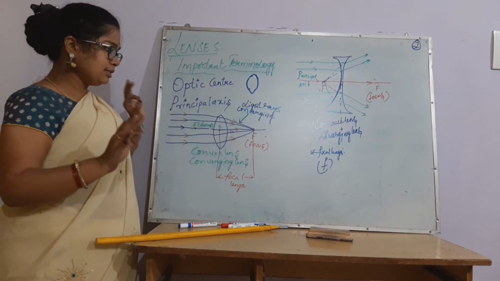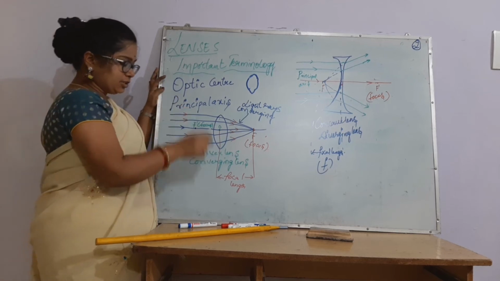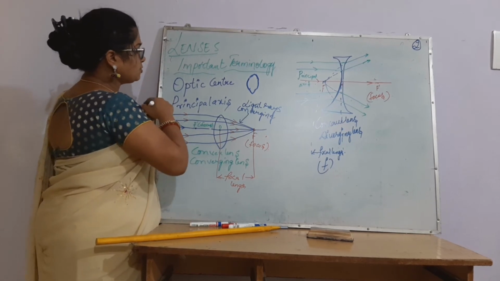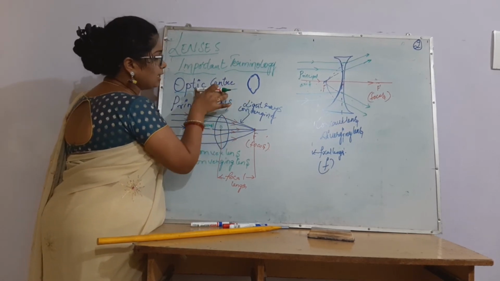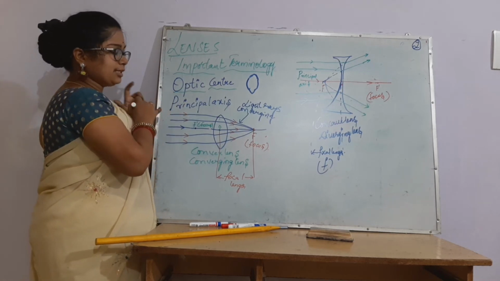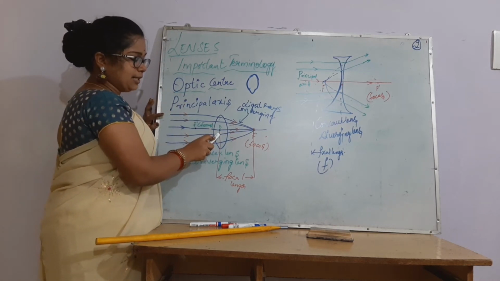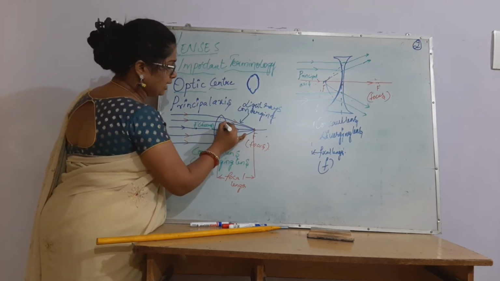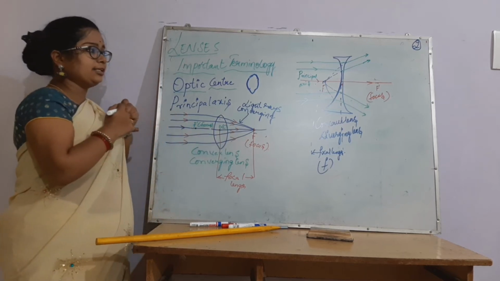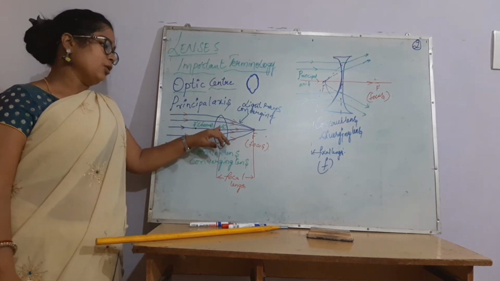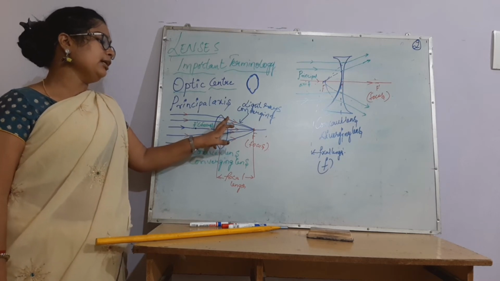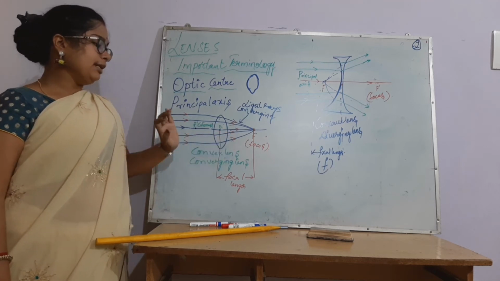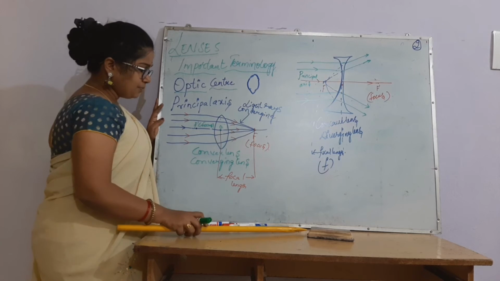The important terms to be learned, the first one is optic center. What is this optic center? Optic center is nothing but the center of the lens, you can say. Actually, it is represented with C. C does not mean that it is the center of curvature. It means optic center. C it will be written, or O, it's okay. O we will take, because if you see C, you may think that it may be the center of curvature. It is the center of the lens.